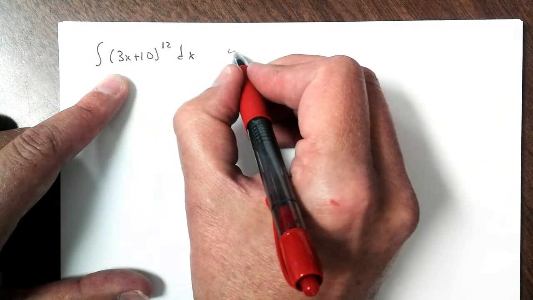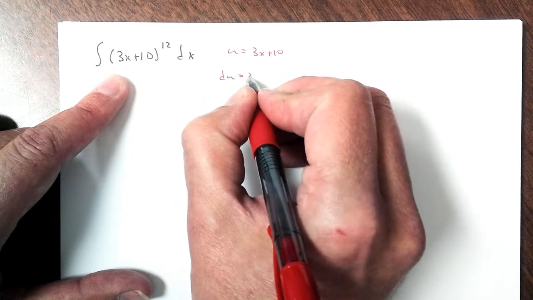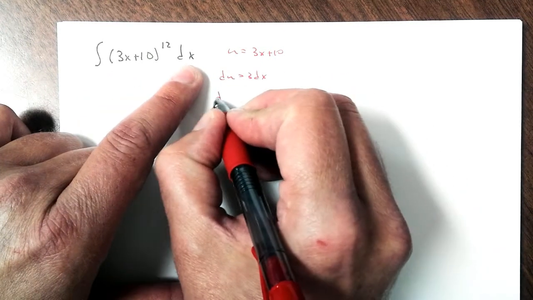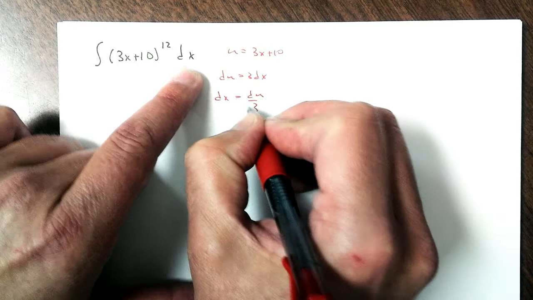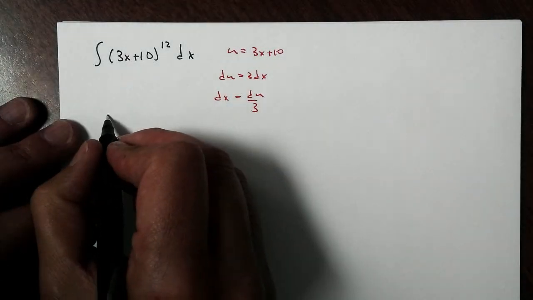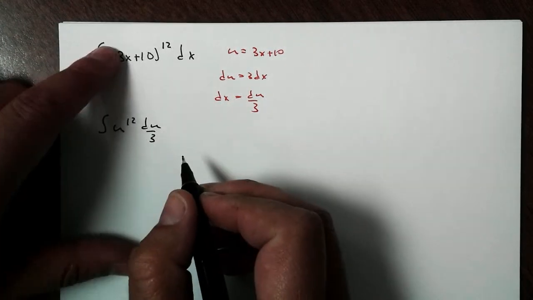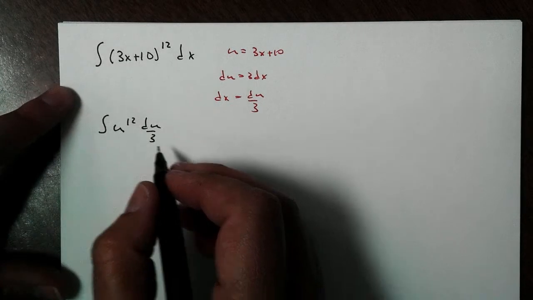By letting u equal the inside function, we would get du equal 3 dx, and that's going to replace my dx, which is going to become du over 3, replacing my differential. So I can now write this as u to the 12th du over 3. And this is a lot easier to integrate, so I don't have to expand it.